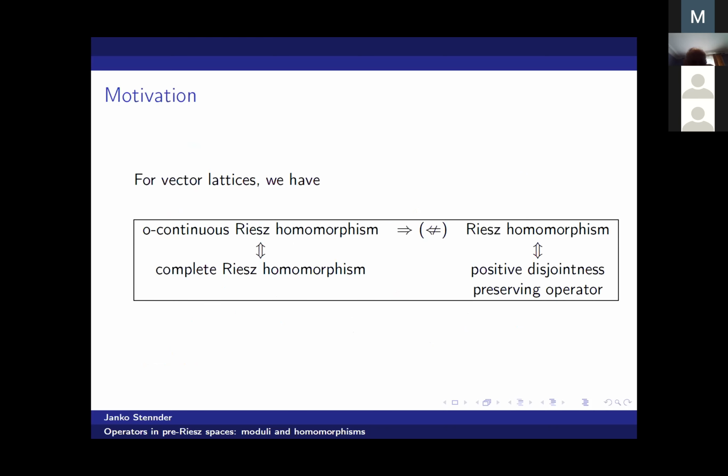So let's begin with something everyone is hopefully familiar with. That's the notion of the Riesz homomorphism, or the vector lattice homomorphism, on a vector lattice. Those are the linear operators which preserve the lattice structure. It is well known that those are exactly the positive disjointness preserving operators on vector lattices. On the other side of this scheme, we have the order continuous Riesz homomorphisms, which are known to be exactly the complete Riesz homomorphisms, which are just linear operators which preserve sets with infimum 0.